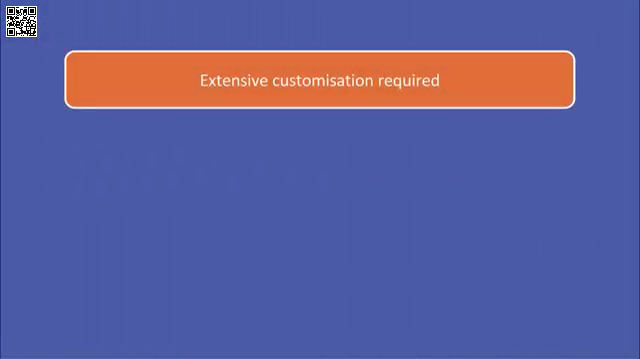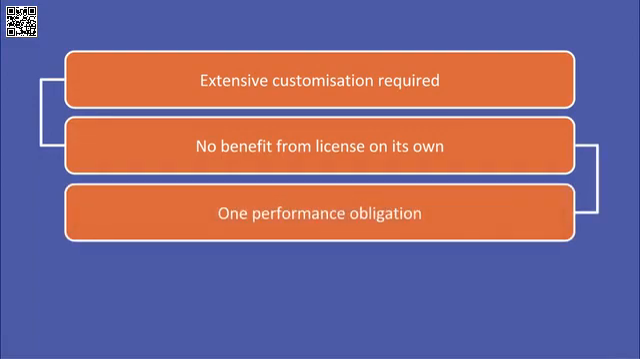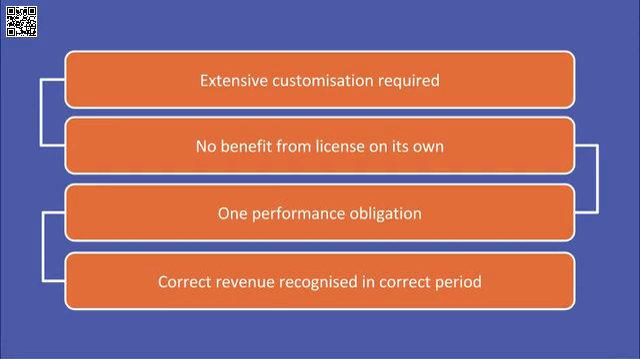For example, if the software required extensive customization in order to work with the client's existing systems, then the client would not be able to benefit from the license on its own. The license and the installation would be grouped into one performance obligation. This part of the framework is the foundation for ensuring that the correct amount of revenue is recognized in the correct accounting period, ensuring that revenue is not front-loaded.